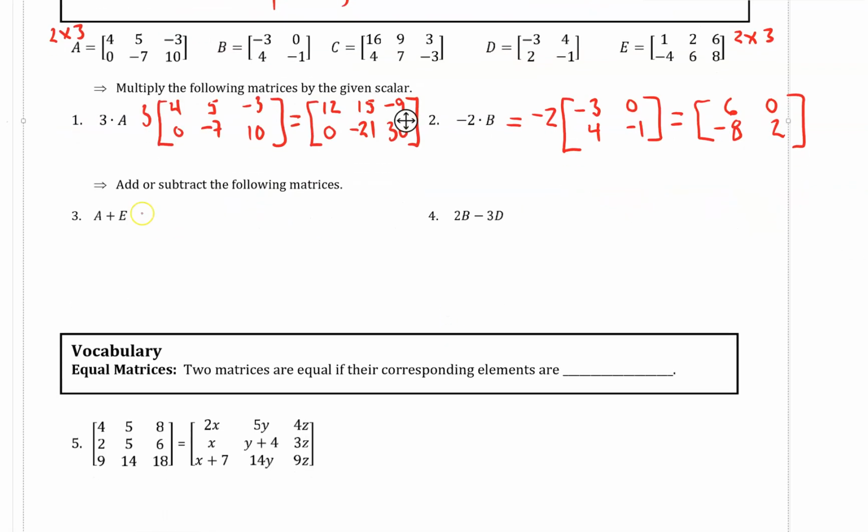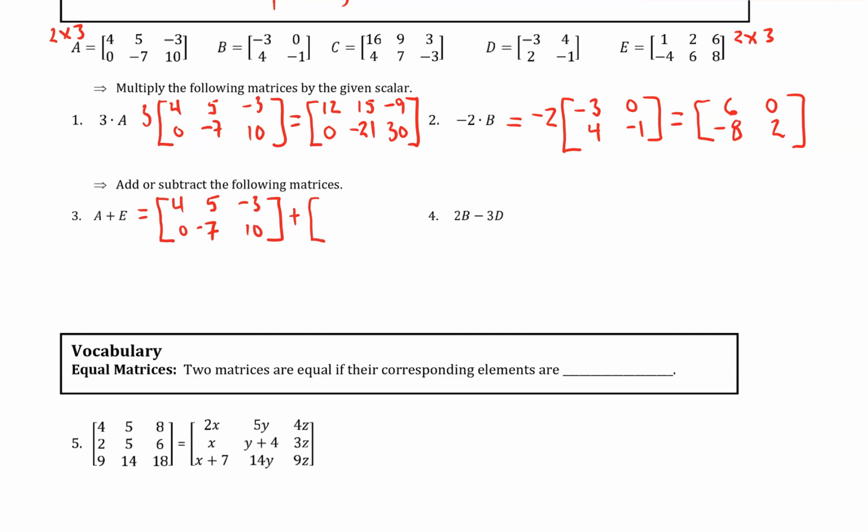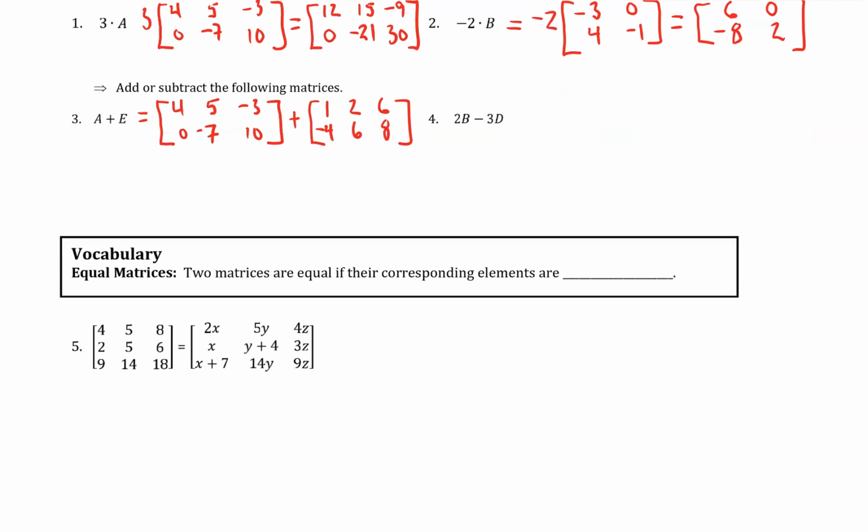So if we start this process, we would say the following. I would start by writing A, which is 4 and 0, and 5 and 7, and that's negative, and -3 and 10. And I'm adding the matrix E, which is 1, 2, 6, -4, 6, and 8. Adding corresponding parts, I'm going to do this all the way out, but I don't really expect that you're going to do that as you go.